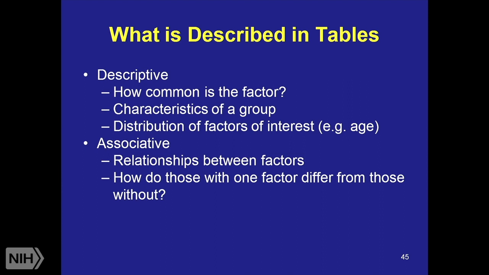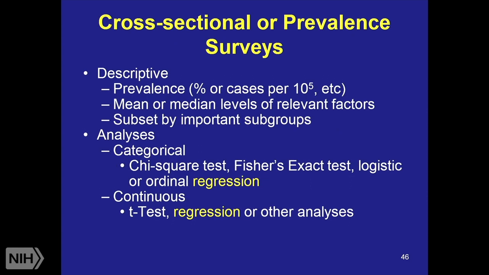You also are looking for associations. The problem is we tend to look at them in 2x2 tables, but we're looking at associations. What's the relationship between the factors? And how do people that have one factor differ from those without? So this gets into that idea, again, of confounding and effect modification.